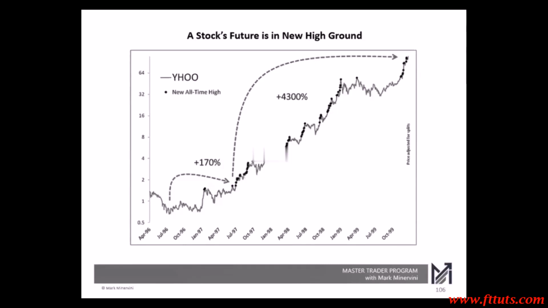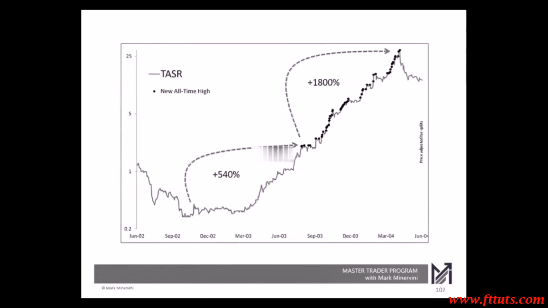Let's take a look at another one. Let's take a look at Taser. This is another stock that I was buying. I was buying coming right out here. And again, this stock came off and came up 540% because it had a pretty big decline.